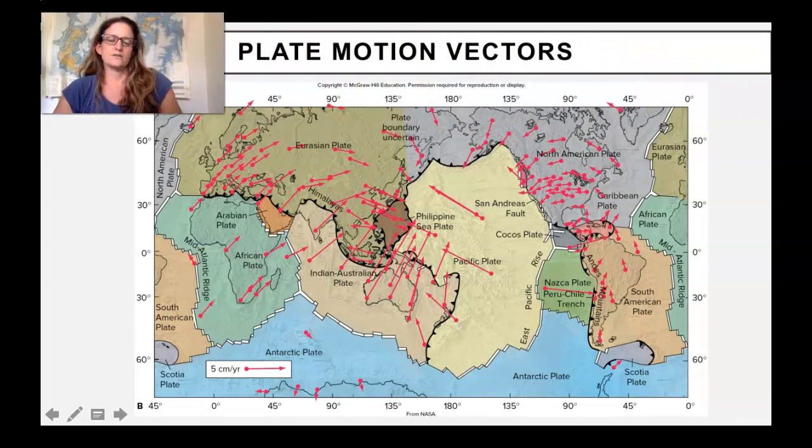The plates also are moving in different directions. These arrows on there show the direction, and the length of the arrow also is showing the velocity. So the velocity and the direction are done here with those red arrows. Notice over here in North America, South America, there's a bit of rotation to the plates and fast moving plates elsewhere.